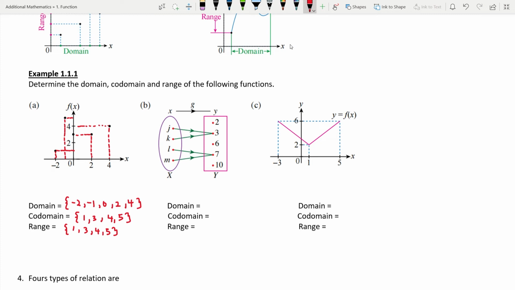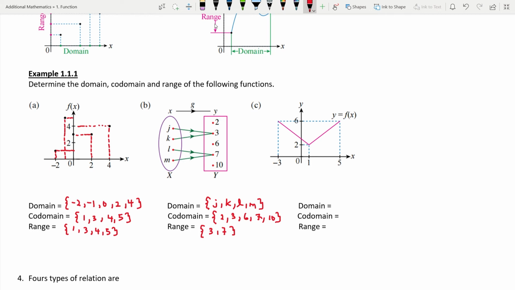Example B is an arrow diagram. First set is set X and second set is set Y. They are connected by the function G. Our domain will be J, K, L, M. Codomain will be all the images. We have 2, 3, 6, 7, and 10. And range consists of the images that are connected to the objects. We have 3 and 7 only.